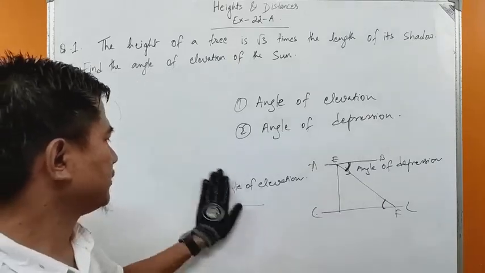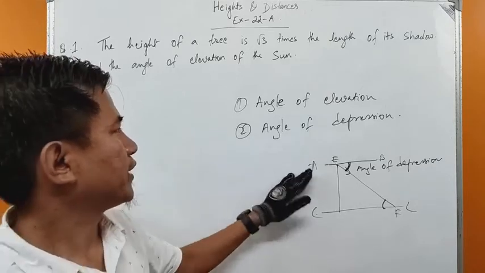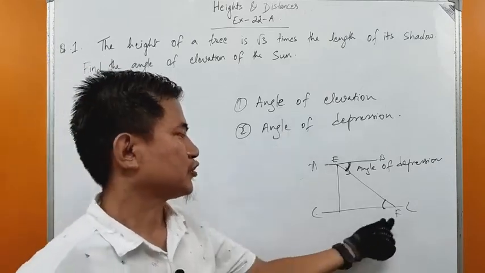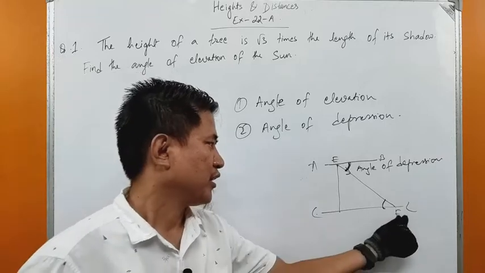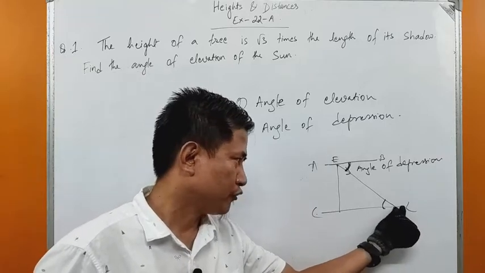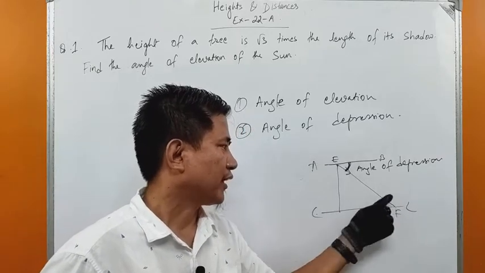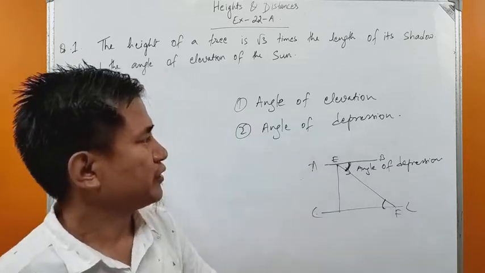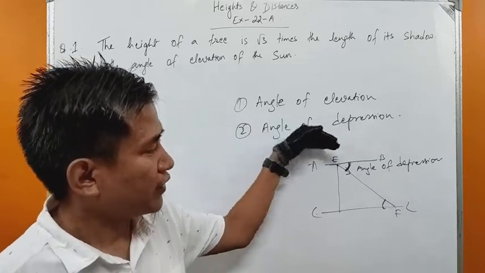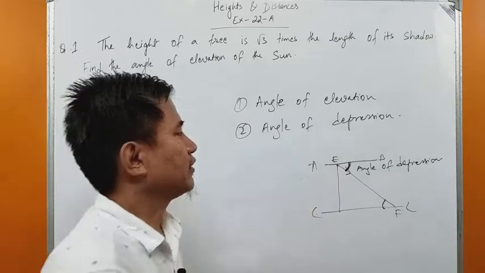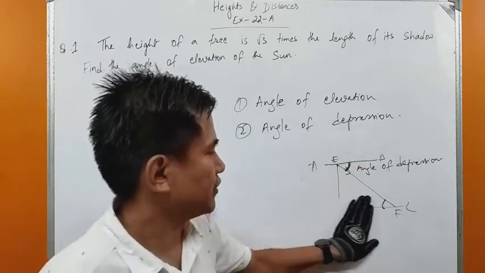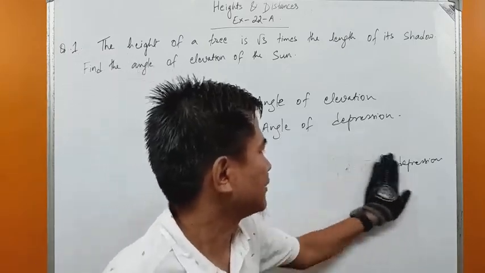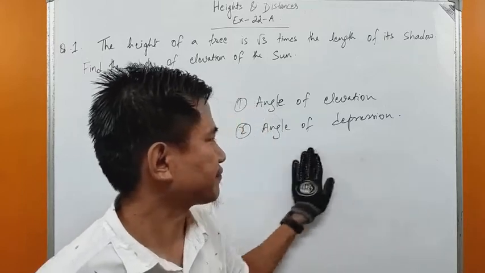The value will be the same, but we name this differently just from the point of observation. If you are looking upward from the foot on the ground, then the angle which is made is called angle of elevation, and if you are at a height and look downward, then the angle which is formed is called angle of depression. Nothing different, the same thing.